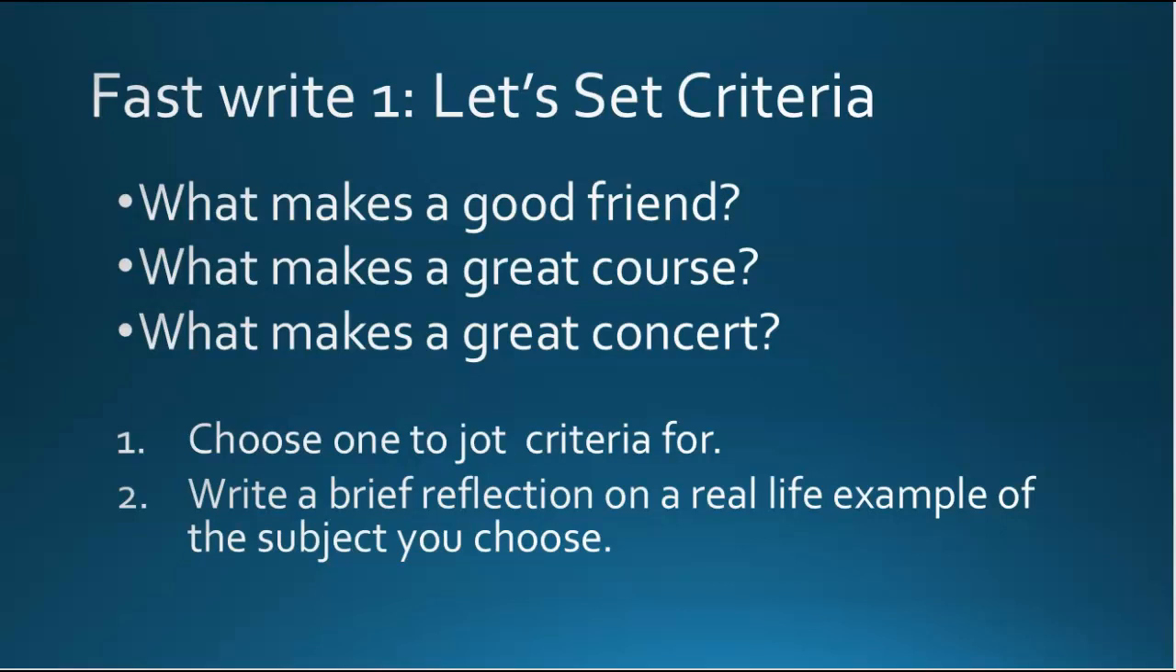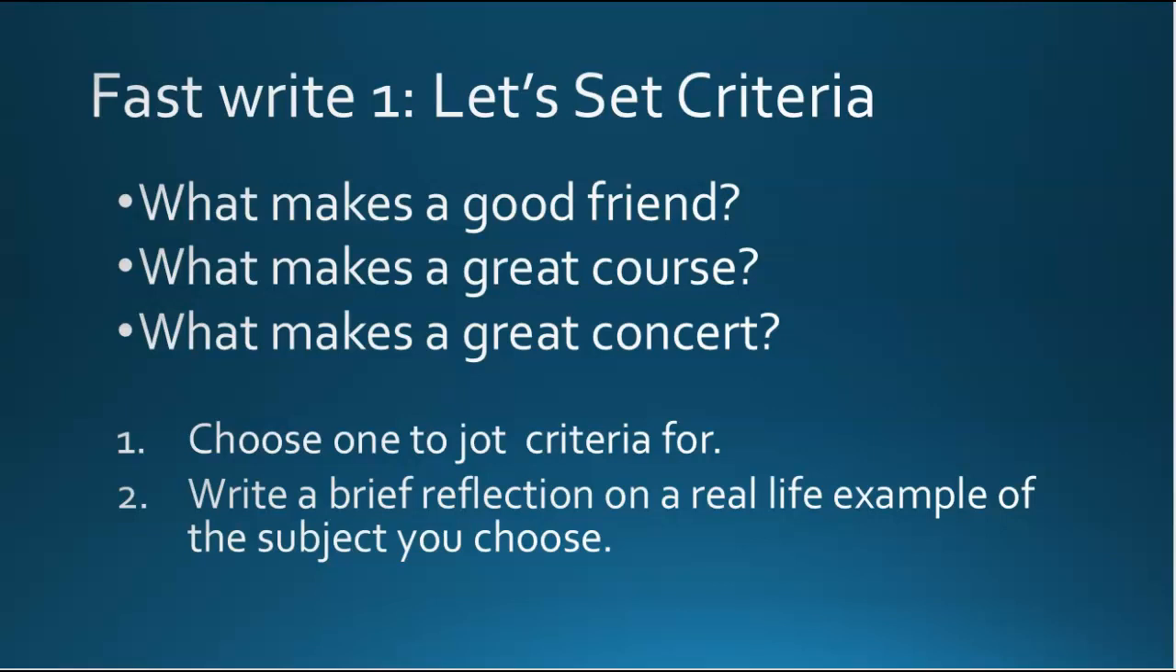And when you do make your choice on your actual topic that you're going to be writing your full essay about, you'll do the same thing. So we're just practicing. You have 3 prompts on the screen. What makes a good friend? What makes a great course? And when I say course, I mean class. What makes a great concert? I want you to just choose one of those prompts to jot some criteria for. Remember, criteria equals standards. Just choose one topic, one prompt.